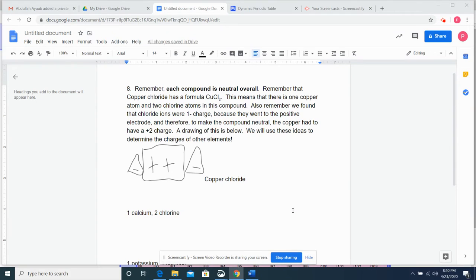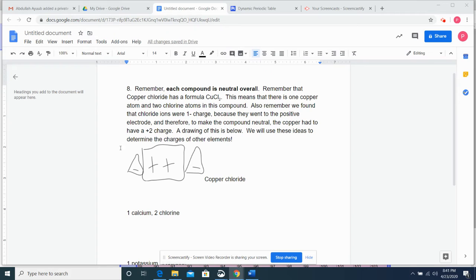Hello, I'm going to show you how to do the questions that come after question 8 on your worksheet today. To do these questions, you have to remember what you've learned already today. You have to remember that each compound is neutral overall, which means every compound doesn't have a charge overall. And you have to remember that copper chloride has the formula CuCl2. That means there's one copper atom and two chlorine atoms in the compound.